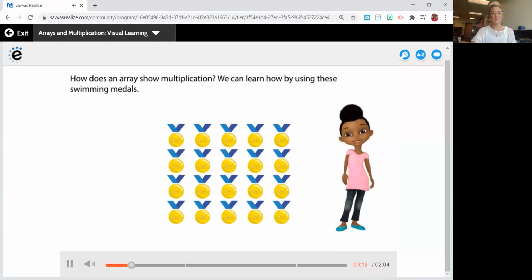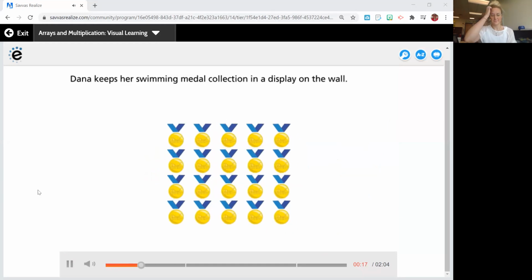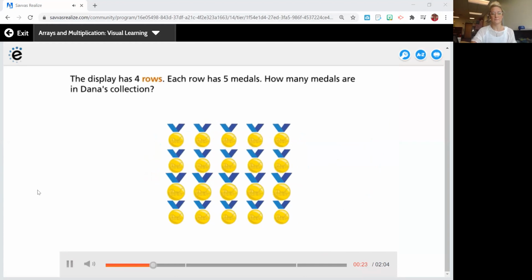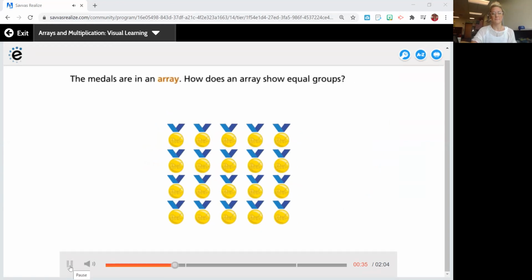Dana keeps her swimming medal collection in a display on the wall. The display has 4 rows. Each row has 5 medals. How many medals are in Dana's collection? The medals are in an array.